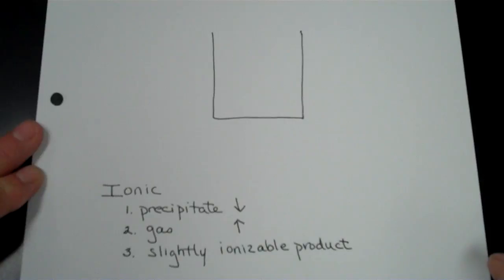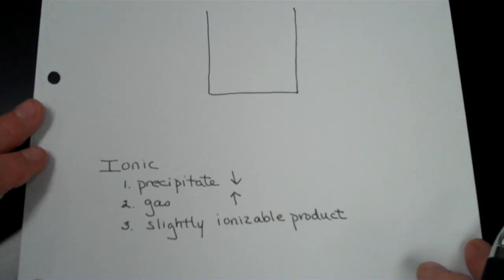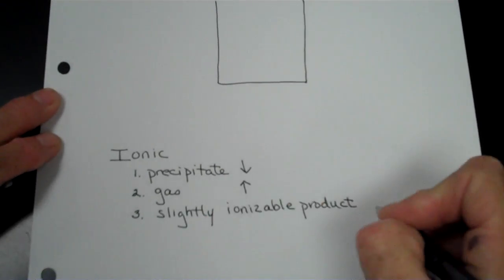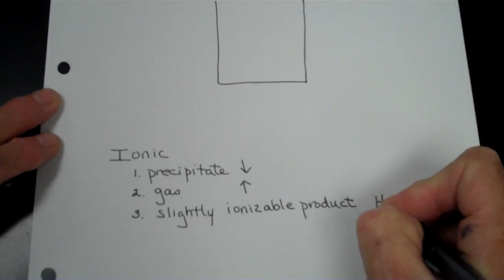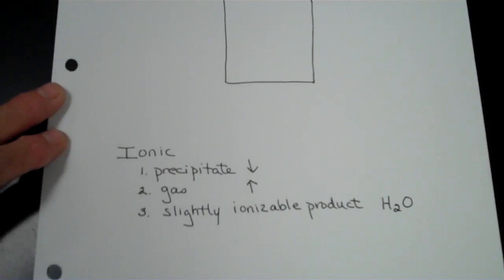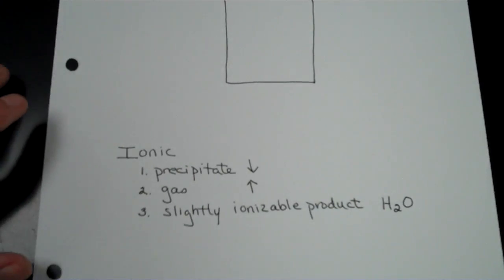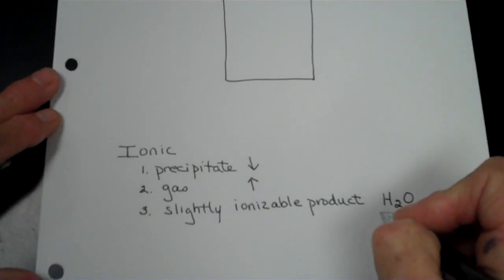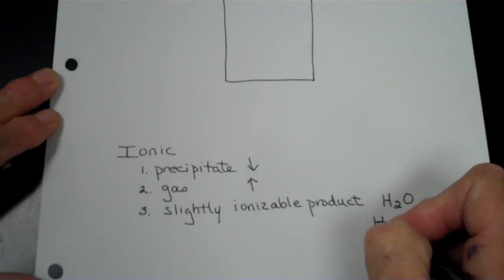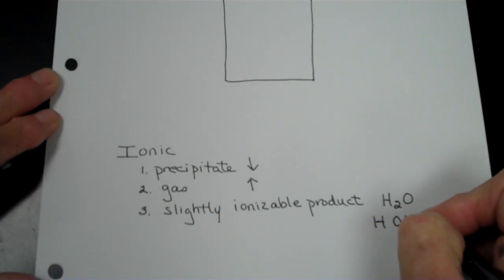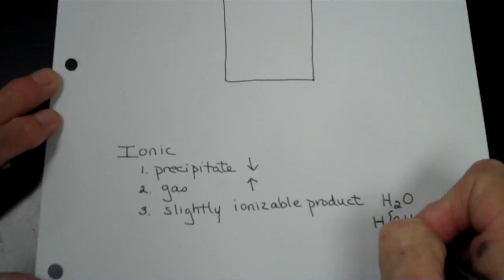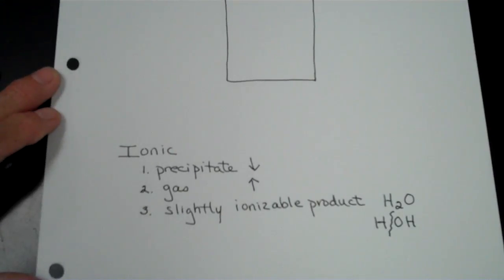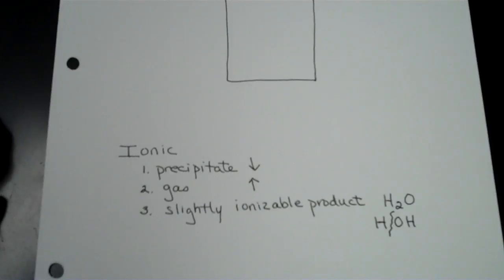Now, if we're looking at a slightly ionizable product, the most common example would be water. There's two different ways you could write water. You could write water as HOH, considering it to be made up of an H plus hydronium ion and an OH hydroxide ion.